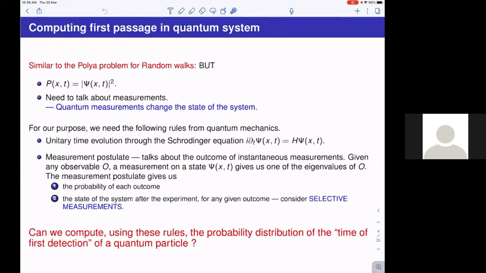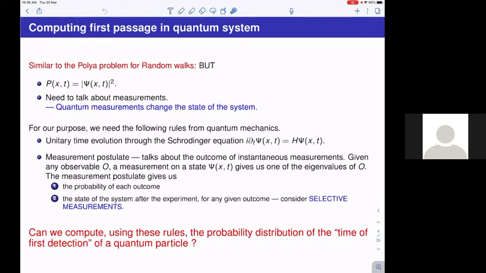Like Eli had mentioned in his talk, this is similar to the so-called Pólya problem for random walks. If you have a random walker, you can ask what is the probability it reaches some point for the first time, and then you can ask what is the probability that it ever reaches a point. In one dimension we know that for a random walker the probability of reaching any point is 1. It will always reach any point with unit probability, while in higher dimensions this probability is less than 1. In dimensions greater than 2 it's less than 1.